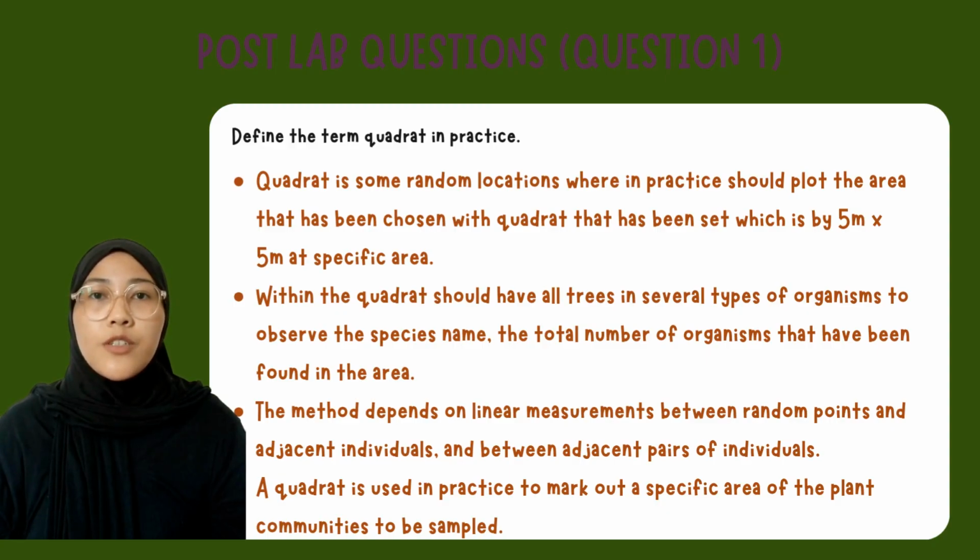Within the quadrat should be all the trees and several types of organisms to observe, the species name and the total number of organisms that have been found in the area. The method depends on linear measurements between random points and adjacent individuals, and also between adjacent pairs of individuals. A quadrat is used in practice to mark out a specific area of the plant communities to be sampled.